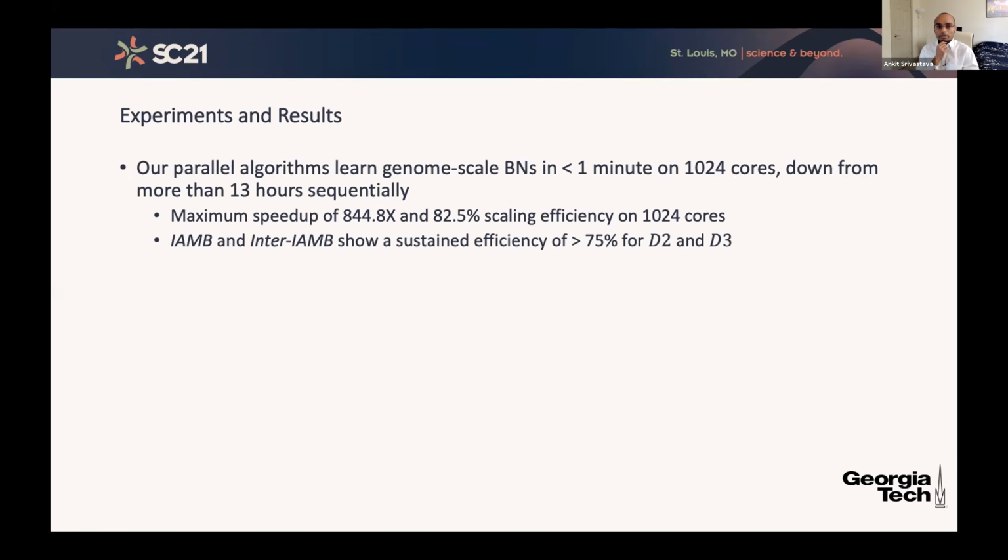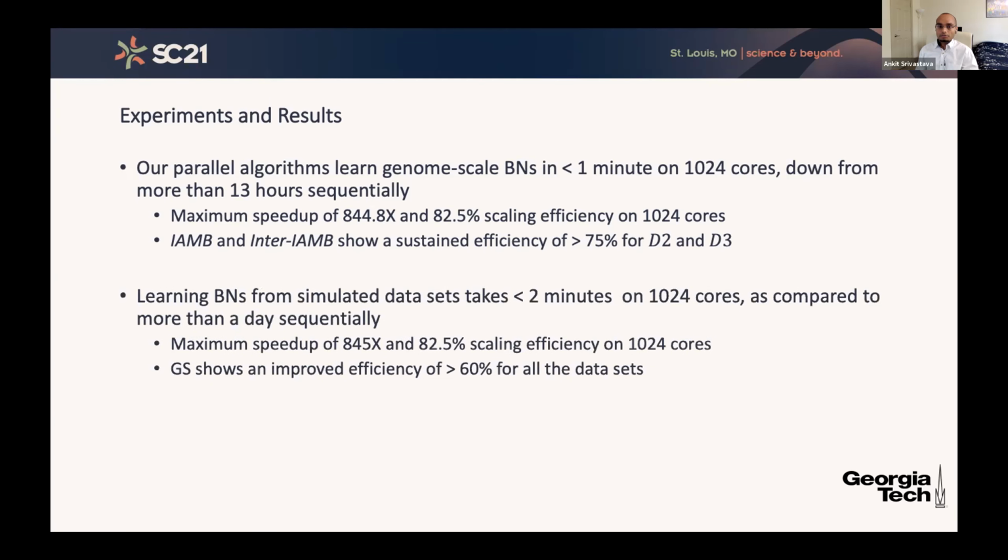So with that, I would summarize the results. We developed a parallel algorithm and implemented it in a manner that genome scale Bayesian networks could be learned in less than a minute using 1024 cores, which was down from more than 13 hours sequentially using our optimized sequential implementation, whereas using the prior state of the art, it could have taken more than 4 days, as we saw for BLlearn. And it showed good scaling efficiency for both IAM and inter-IAM.